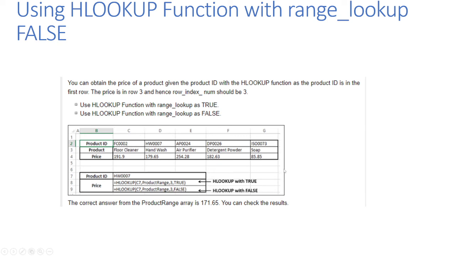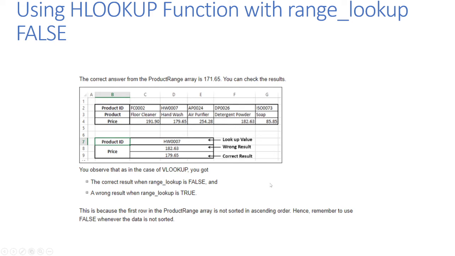False one. Is this sorted? No. The correct answer in the product range is 171.65. You can check the result. So this should be not 171. This should be 179.